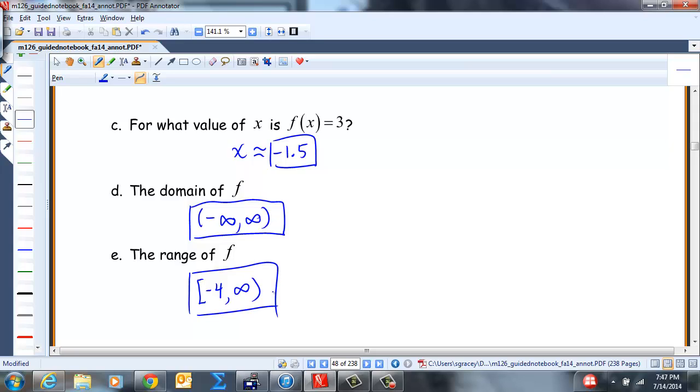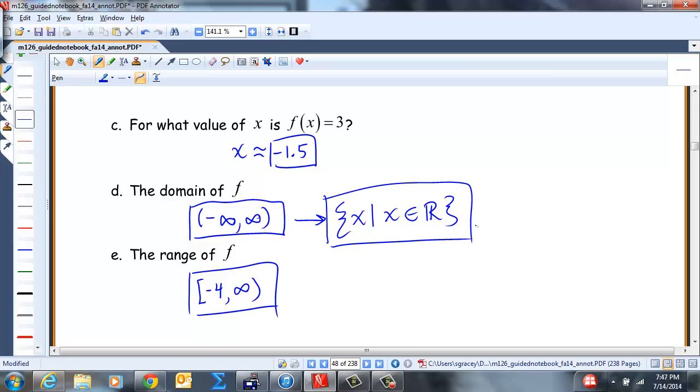So just in case you're better with set builder, in set builder this first one would be x such that x belongs to the real numbers, x is a real number, and then this one would be y such that y is greater than or equal to negative 4.